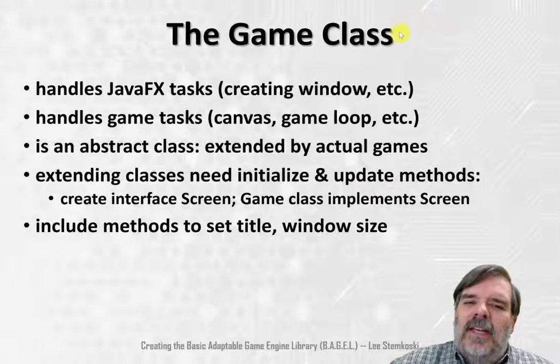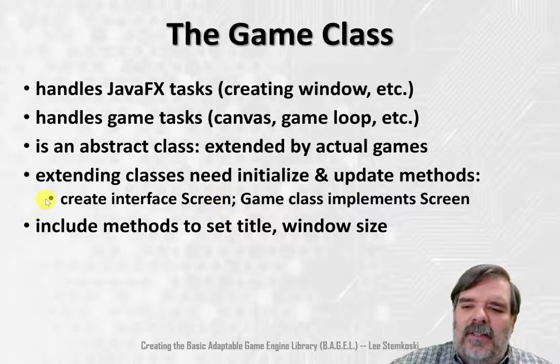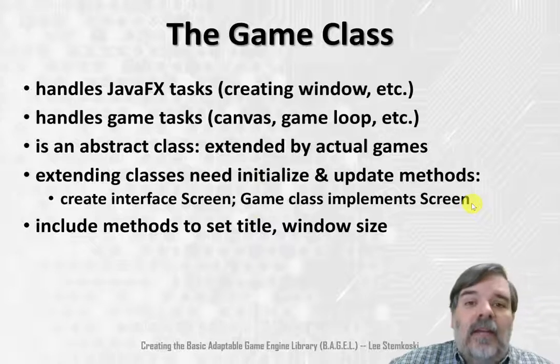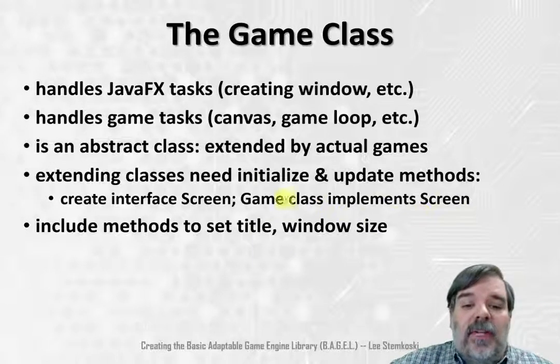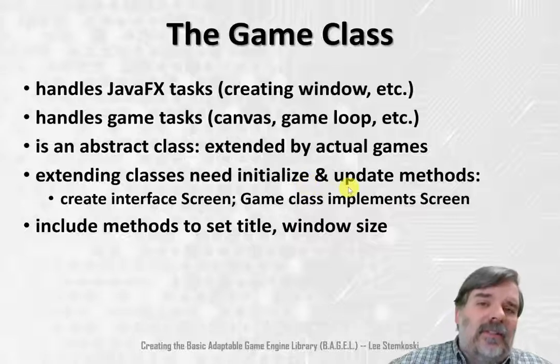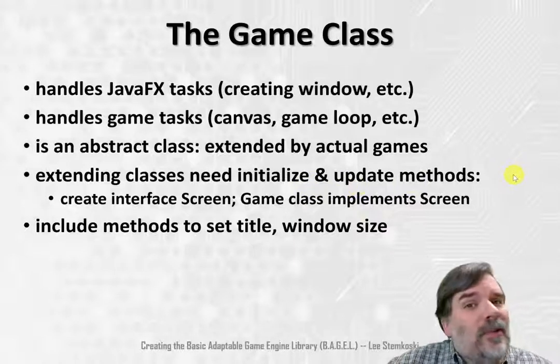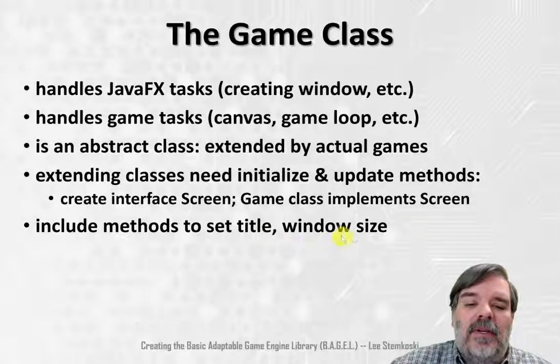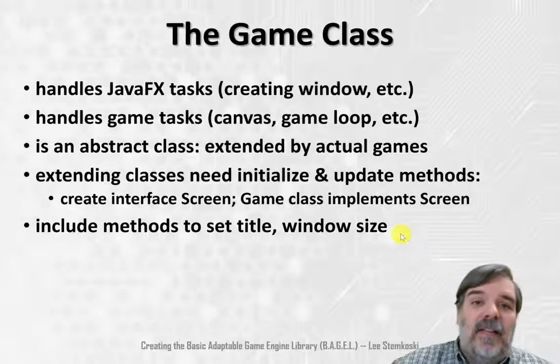So we'd also kind of like this to be an abstract class, that it gets extended, but we also want to implement two methods. For this reason, we're going to create an interface called Screen, and in that interface, there will be two methods, initialize and update. The game class will implement this interface, meaning whenever we create a game, it must implement these two methods. Which makes sense. If you don't have these two methods, you haven't truly defined your game. And there will also be some helper methods to set the title of the window and the size of the window. And that's the idea.